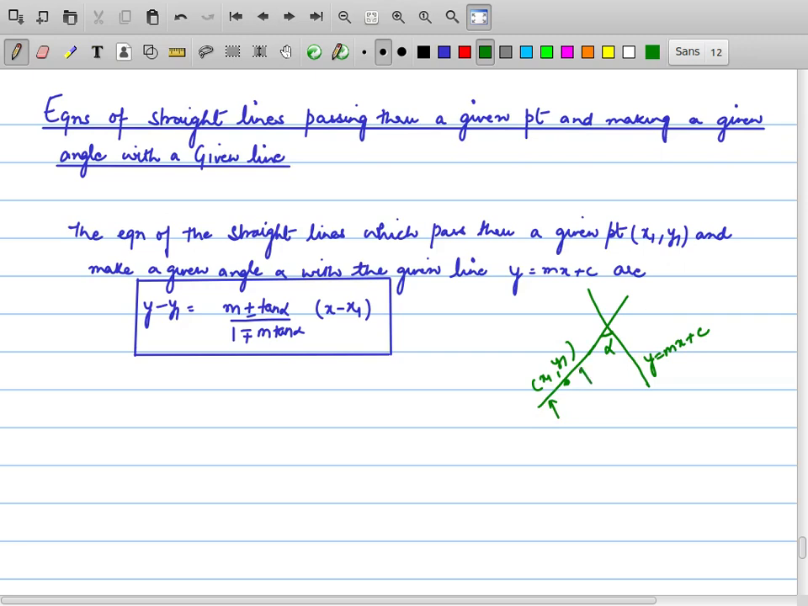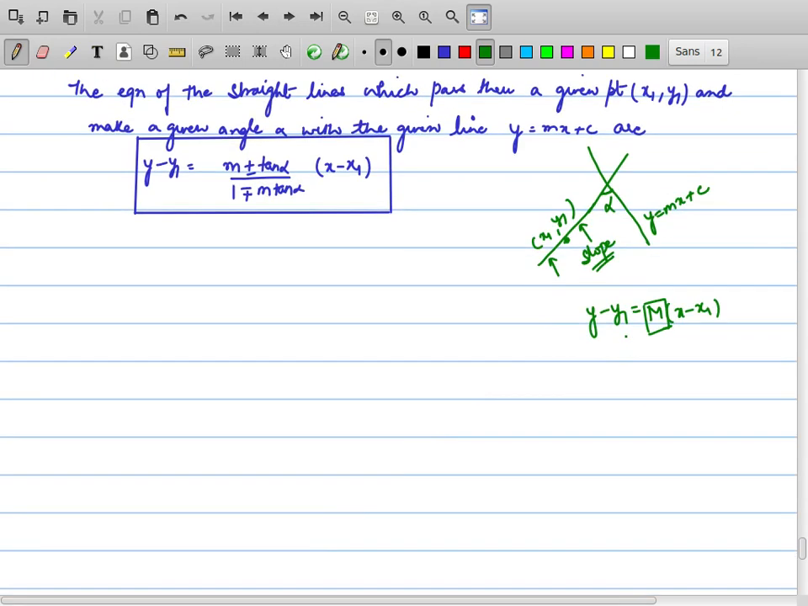Basically, we want the slope of our line. We have to find the slope of our line, and once we find the slope of our line, we know the point, so we can use the one point form, y minus y1 equals m times x minus x1. We want to find this m using this information. Let's start. Suppose this is your coordinate axis, and let's say this is the line which is given to you. This is y is equal to mx plus c.